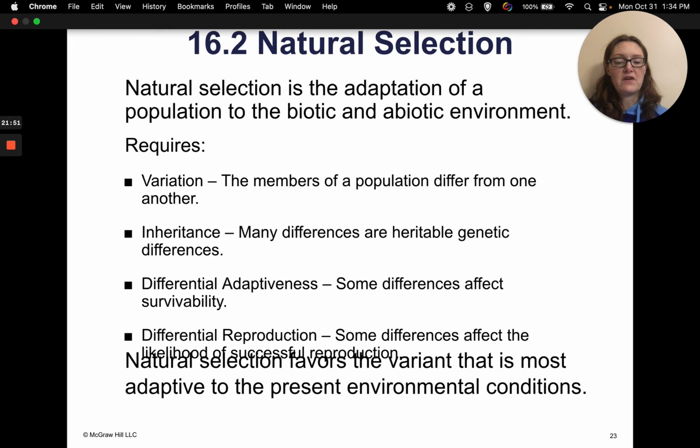Natural selection favors the variant that is most adaptive to the present environment. It means survival of the fittest. That's basically what it means and what it sums up. Those with the best traits are going to be the ones that are able to survive in their particular habitat. If you take a penguin and put it in the desert, it is not adapted to survive in the desert, so it is not going to do best. So it's important to remember that animals that are adapted to survive in their habitat survive in their habitat best. It's not going to survive in some other habitat.